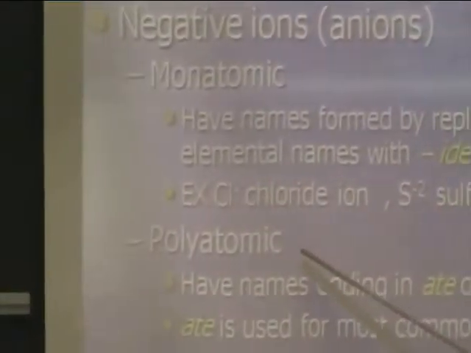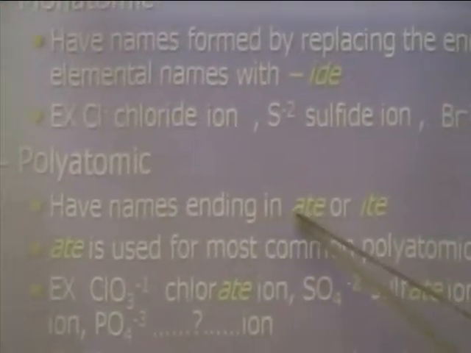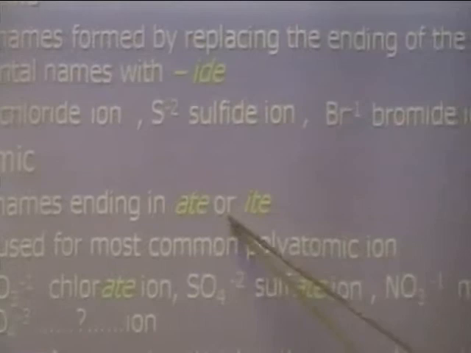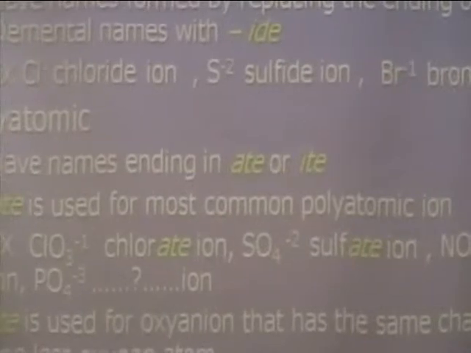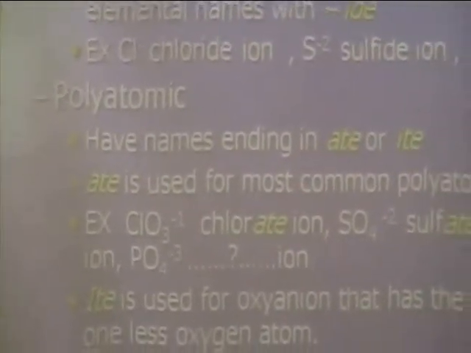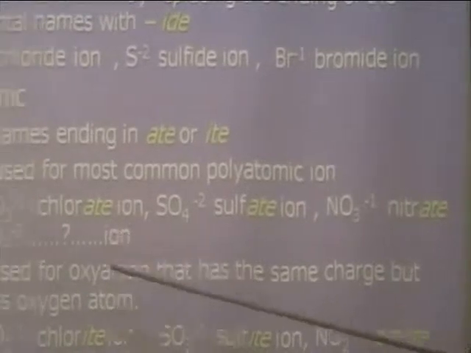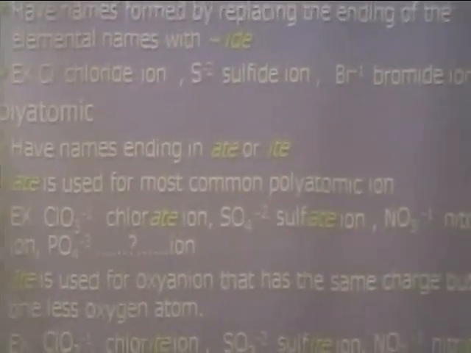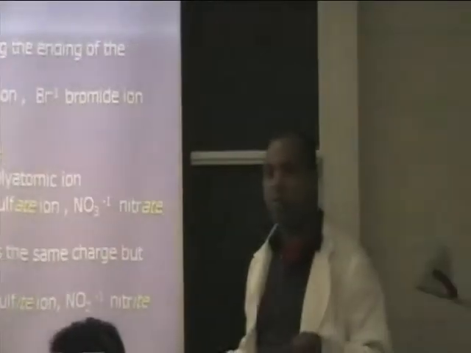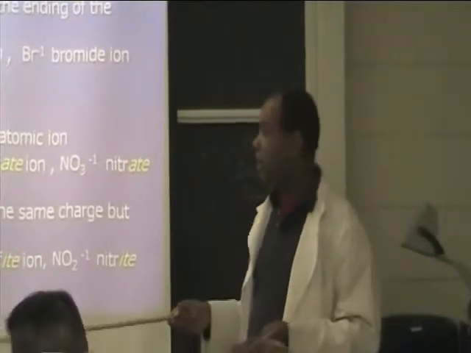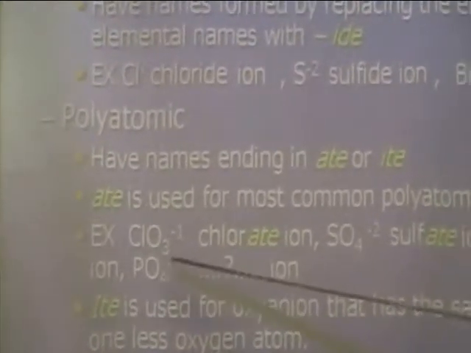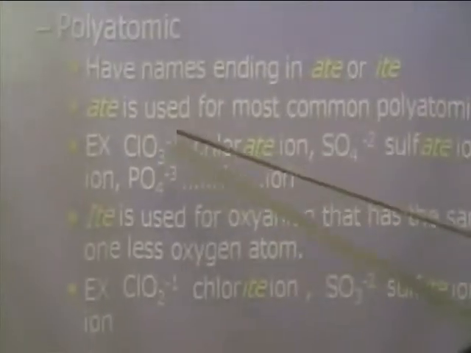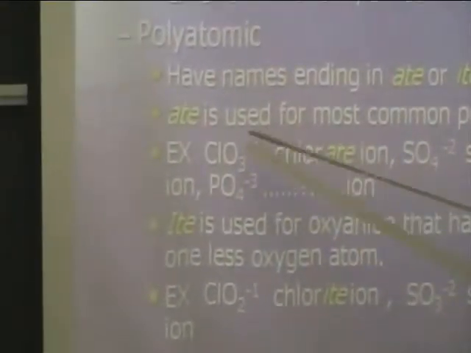Now, when we come to polyatomic ions, we have two names ending in either ATE or ITE. ATE is used for the most common polyatomic ions, the ones that can be found in most compounds. I don't have any choice, I need to know who these common polyatomic ions are. We need to know them. And most of these common polyatomic ions end with what? ATE. So chlorate has a formula of ClO3 and a -1 overall charge.